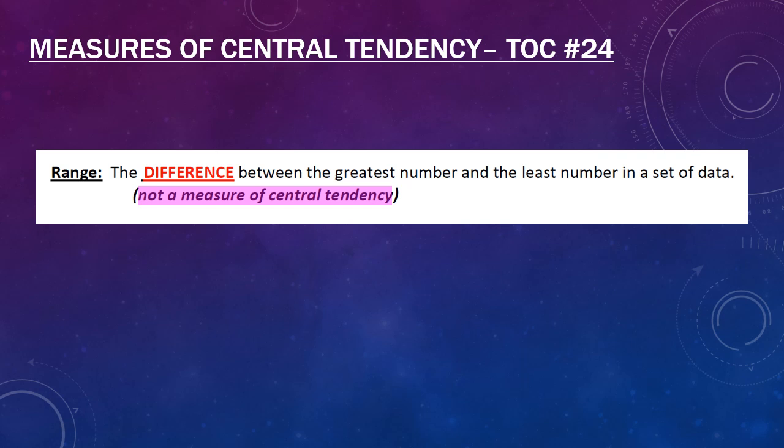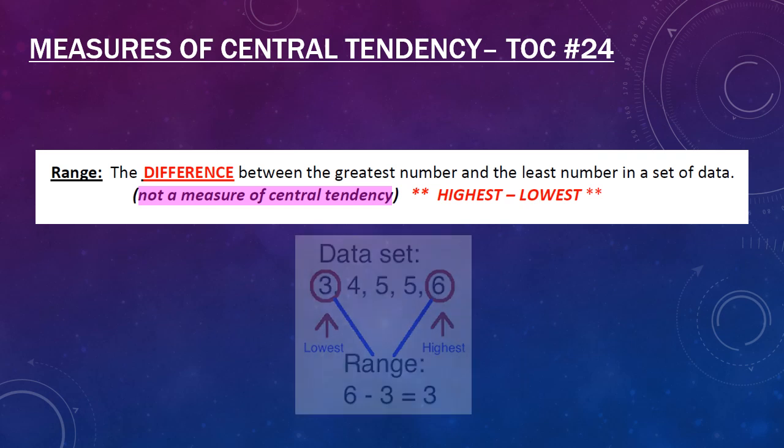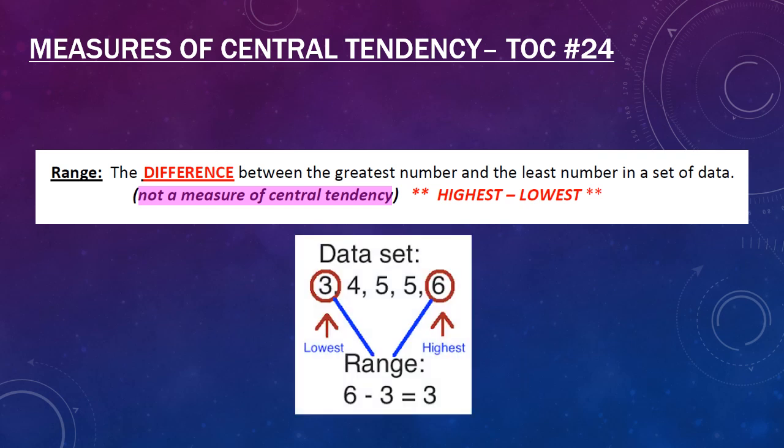So don't say mean, median, mode, or range. It's not measures of center. It says highest minus lowest, so if you need to write that down, you can. If you look at this example, it's 6 minus 3 because 6 is my highest, 3 is my lowest. So that tells me the range of my data is 3 numbers. But it wouldn't tell me my middle is 3. No.